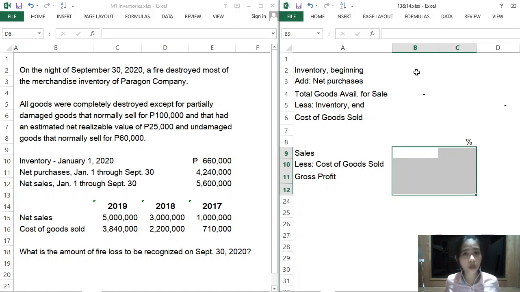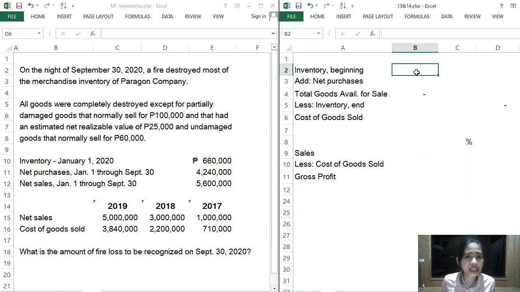So, nabibenta siya ng 100,000 noon, nung hindi pa siya na-damaged. And that had an estimated net realizable value na 25,000. So, kung ibibenta mo siya ngayon, mga nasa 25,000 na lang. And undamaged goods that normally sell for 60,000. So, hindi siya na-damage. So, most probably, baka mabenta pa rin natin siya at the same price na 60,000. We have inventory beginning na 660, net purchases, and sales. We also have the information, net sales, cost of goods sold for the last 3 years. Okay. Question, what is the amount of fire loss to be recognized?